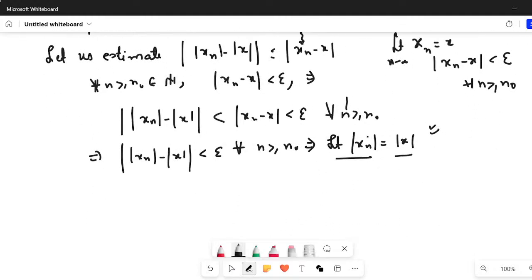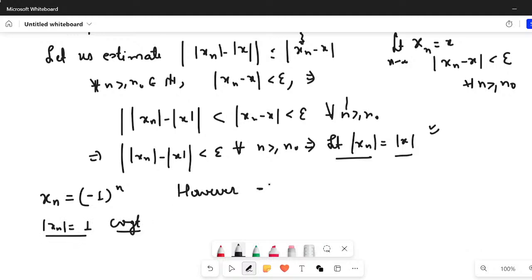Now, if this is the case, why am I saying the converse is not true? Take the example xn equals minus 1 raised to power n. So its modulus of xn is equal to 1, which is convergent. However, minus 1 raised to power n is not convergent.